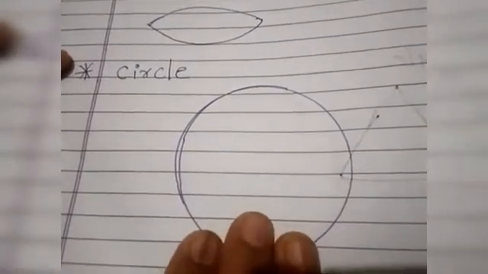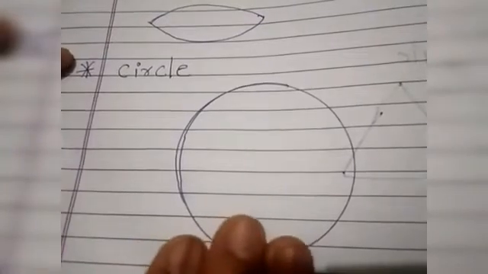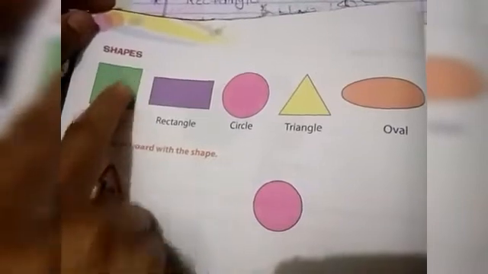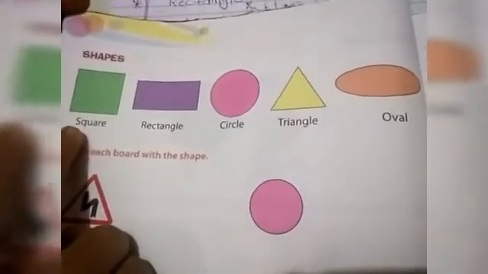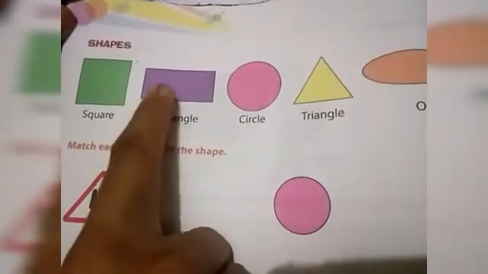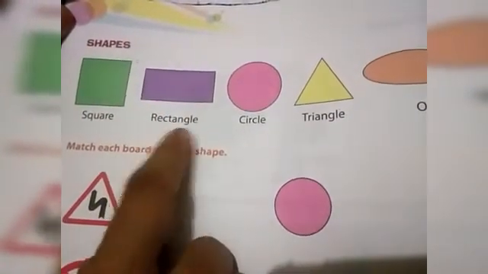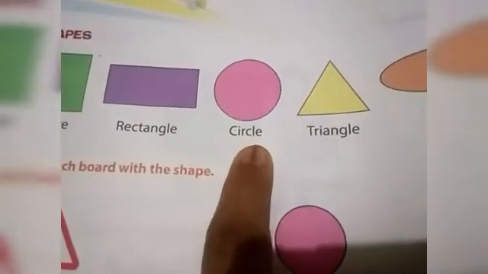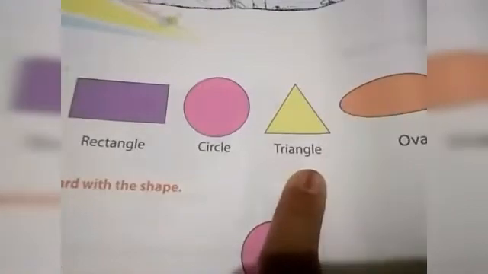Now I will show you 5 shapes with color. Okay, look at here. See, right? Which shape? Square, square. Then rectangle, rectangle. Then circle, circle. Then which shape?